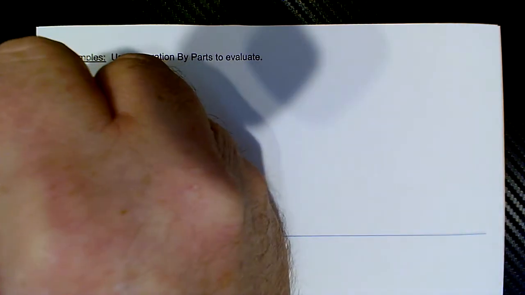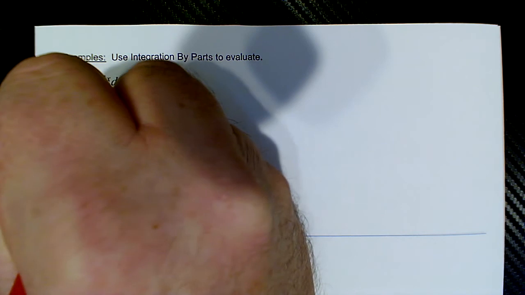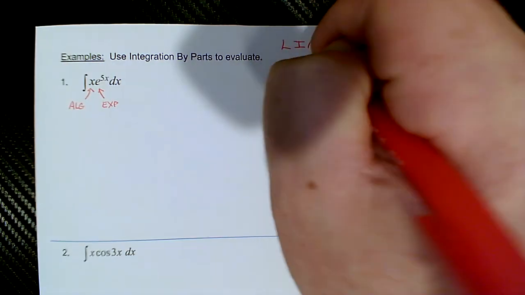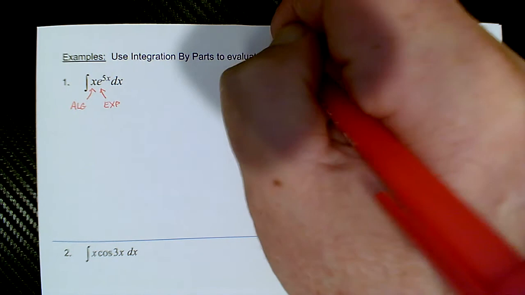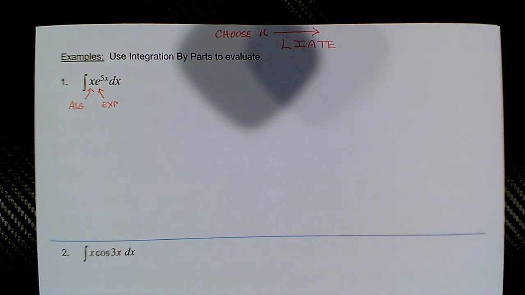And so, therefore, we can classify the factors. So we're going to use the LIATE method. X is algebraic. E is exponential. And according to LIATE, again, we choose u to be the first that appears in that little hierarchy. And that would be the algebraic.